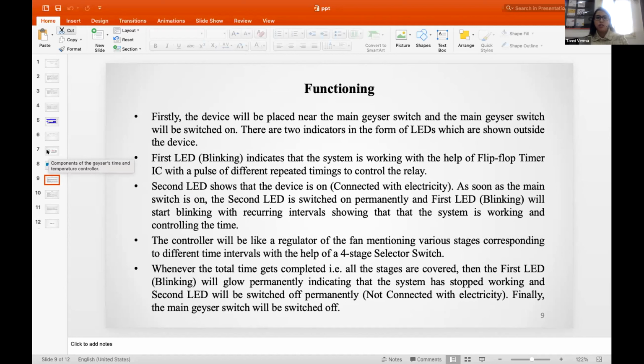As I already told, the device has a regulator like a fan regulator. It is a similar device. It has 2 indicators. One is an LED which keeps on blinking, and another will soon tell us that whenever the 4 stages are complete, it will switch off automatically.